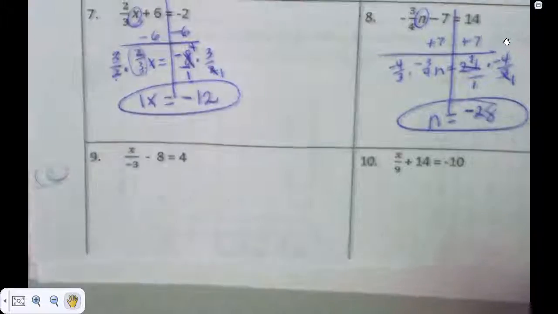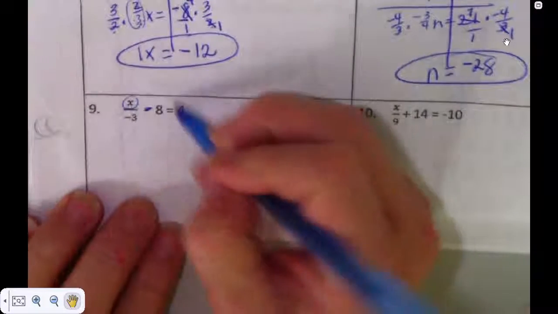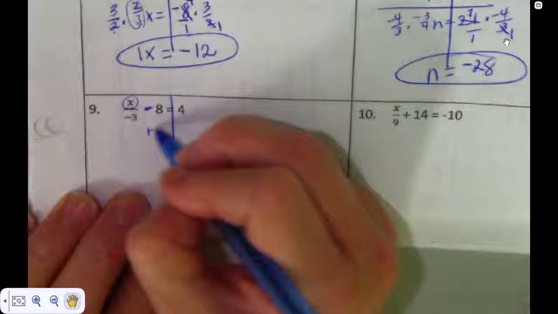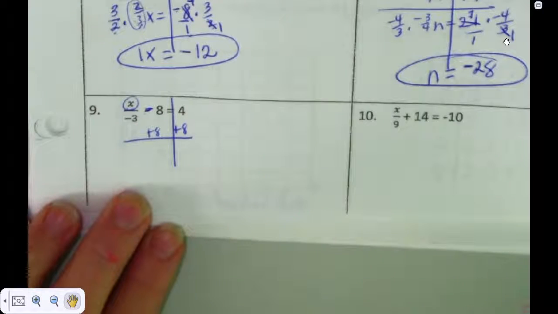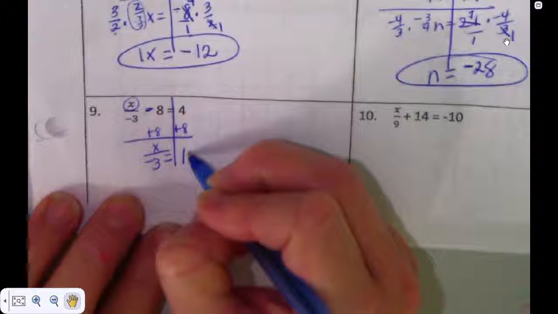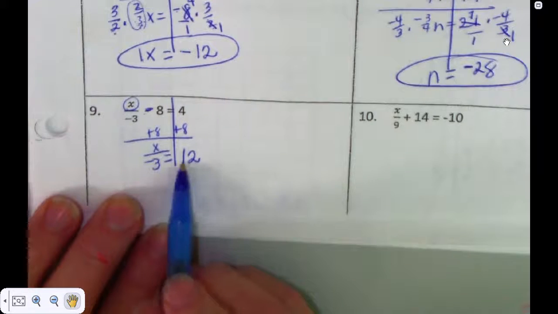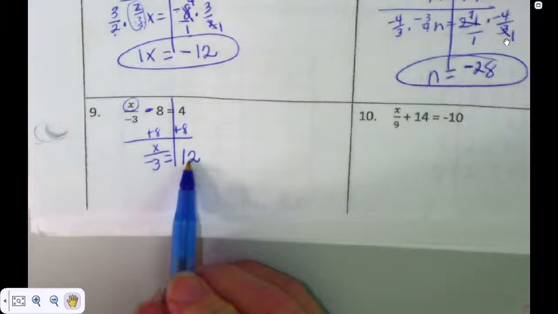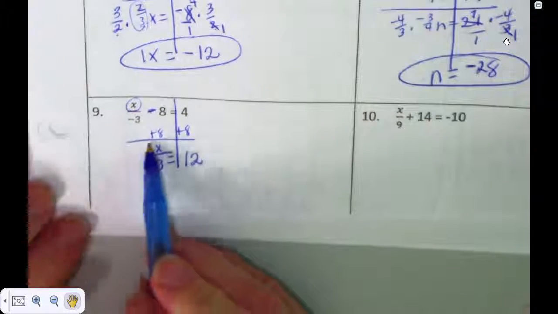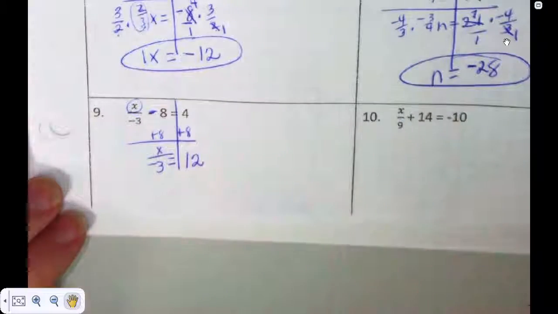Number 9. Look at number 9. I'm going to circle the X, do the river, add 8 first. Everybody understands why I add 8 first? Good. So I'm going to get X over -3 equals just 12. That's 12, right? You're doing the next step too. Okay, so that's X divided by -3. So you're going to multiply by -3.